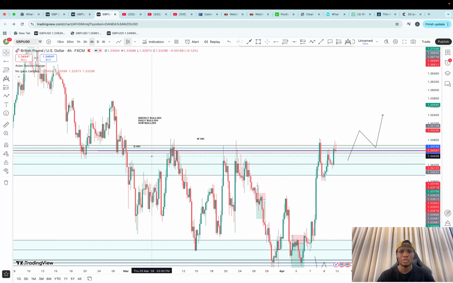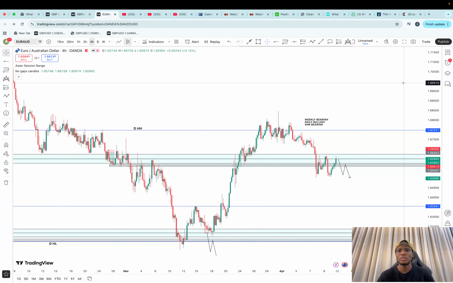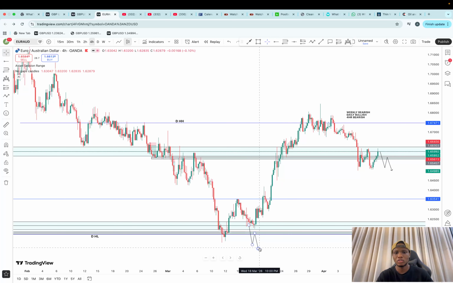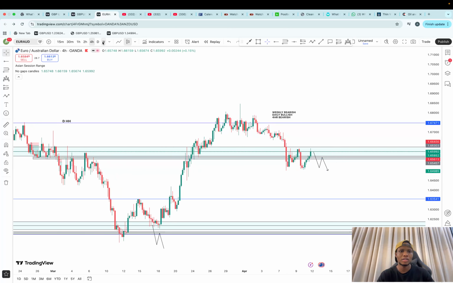Alright, that's GBP USD. The next pair on my list is Euro AUD. On Euro AUD, I'm looking to sell this market. If you've been keeping up with me, you know I've been looking to sell this market for a while, most especially from this zone. I didn't get that. Now this pair is back on my radar again.